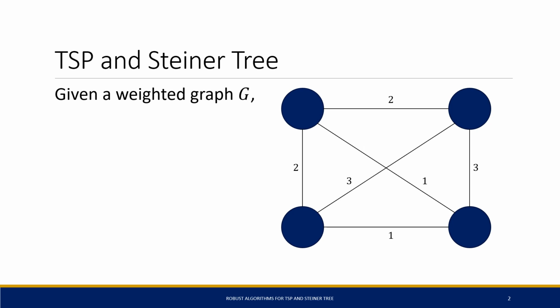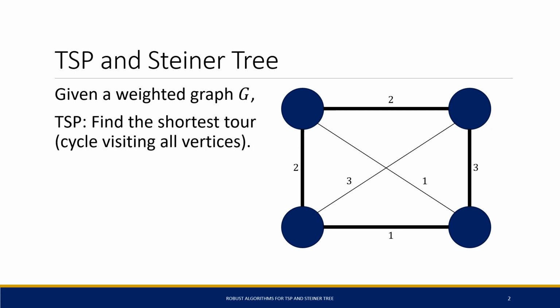So in both the TSP and Steiner tree problems, we're given a weighted graph G, and in the TSP problem, given G, we want to find the shortest tour, and a tour is just any cycle visiting all the vertices. So in this example graph on the right, I've highlighted the shortest tour using the bold edges.